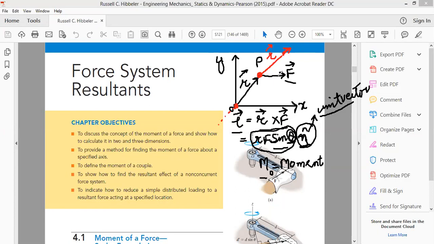Now, we defined the torque as the cross product of R and F. This sine theta, I said, is the smallest angle between R and F. Smallest angle between R and F means we have to move from R to F through the smallest angle. We can move from vector R to vector F in this direction, describing this much angle, or we can move from R to F in this direction, describing this much angle.